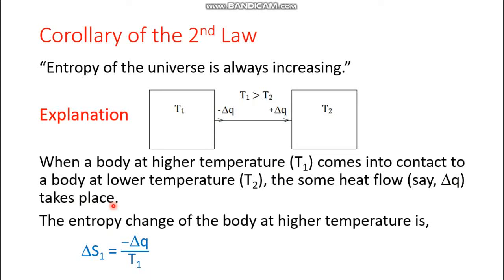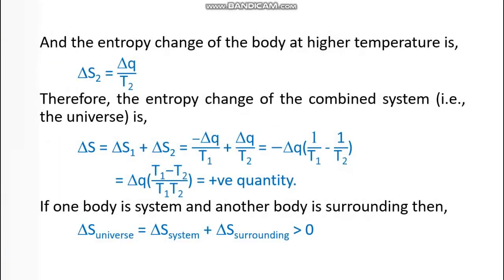Okay. So the entropy change for the body at high temperature, suppose this is the body at high temperature, equivalent to the system, the entropy change must be delta S1, which is definitely heat change divided by its own temperature, that is T1. So it is minus dq by T1. And for the surrounding, that means the body at lower temperature, it is dS2, and that is dq by the own temperature of the surrounding, that means the second body, that is dq by T2.